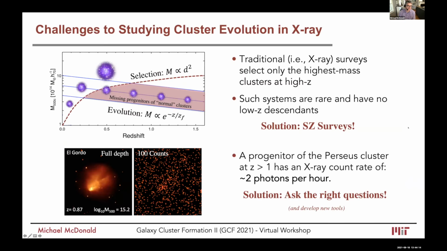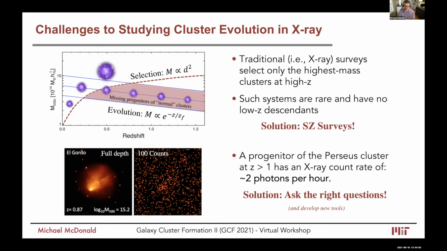This doesn't need to be said to this audience, but there are obviously some challenges to going high redshift with cluster surveys. In the X-ray, the issue is selection goes like 1 over distance squared, and so you're sensitive to high redshift or high mass clusters at high redshift and all clusters at low redshift. And if you want to study cluster evolution, you'd really like to have the opposite selection, where you're selecting low mass things at high redshift and high mass things at low redshift. And so from an X-ray flux limited catalog, you're missing a lot of the progenitors of normal clusters.